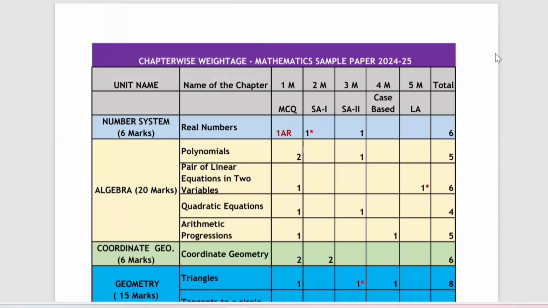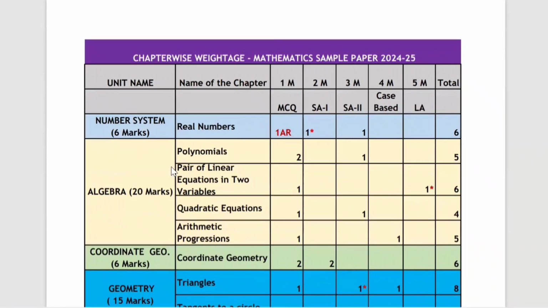So this is the analysis that I have done. The number system is of 6 marks and it has 1 chapter, real numbers. There's 1 question of assertion reason. There is 1 2-mark question where there's a choice in that, and there's 1 3-mark question. So in all, there are a total of 3 questions carrying a total weightage of 6 marks.